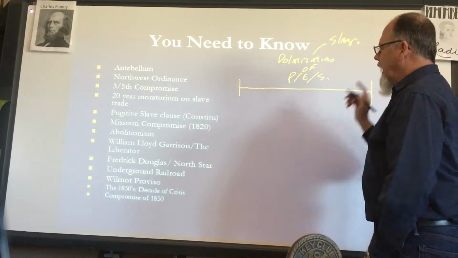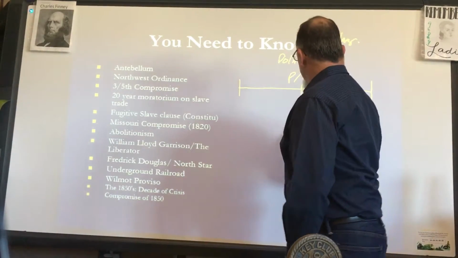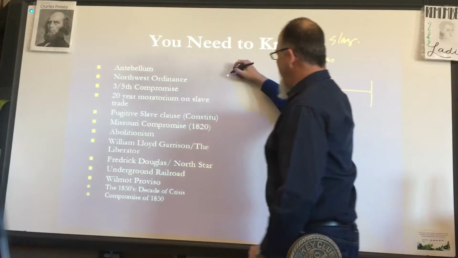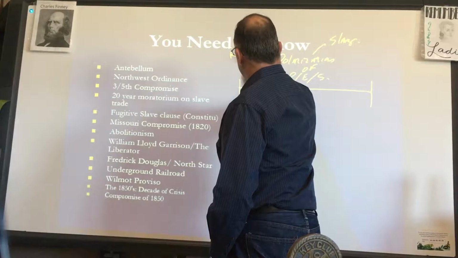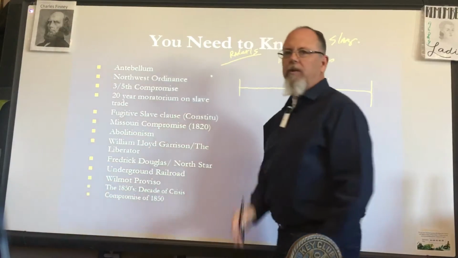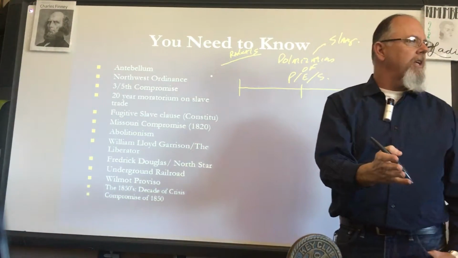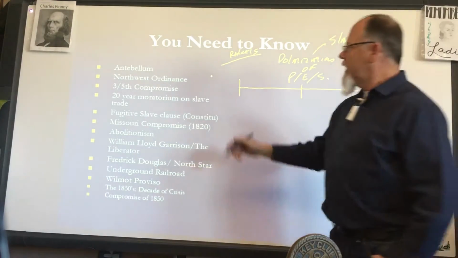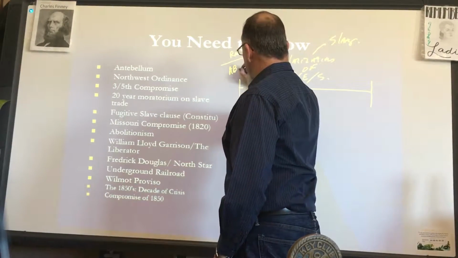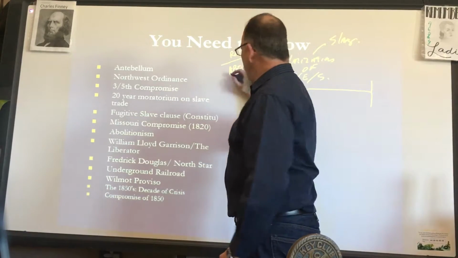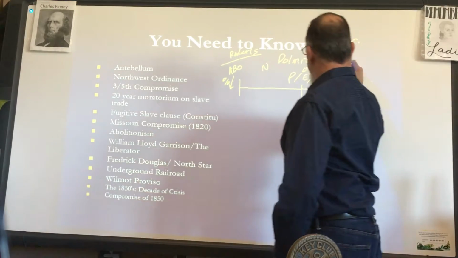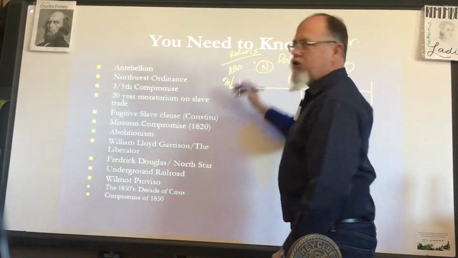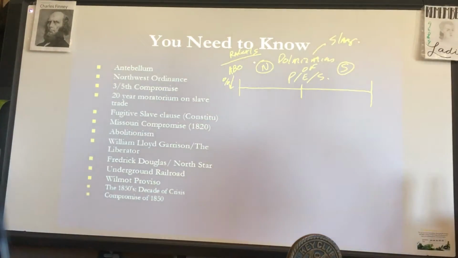Okay? So you have the radicals, right? You know what radicals are? These people don't compromise. They're only one way. It's like fundamentalist beliefs. So on one side you have the abolitionist movement. That's a small population. By the way, this is north and this is south. So it's sectional. This is what's going on in the sections of the country.